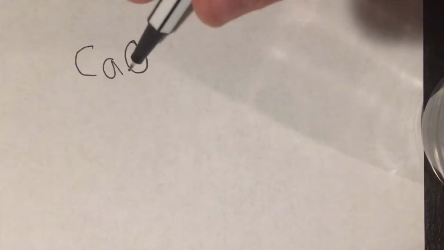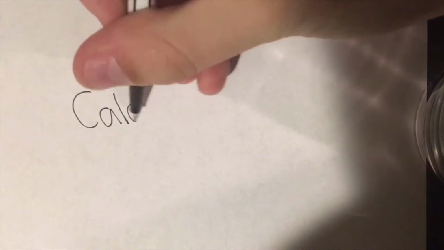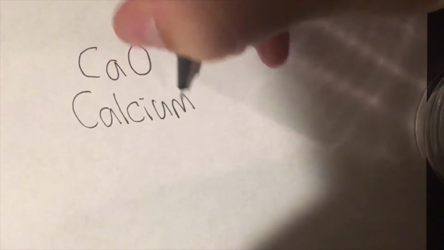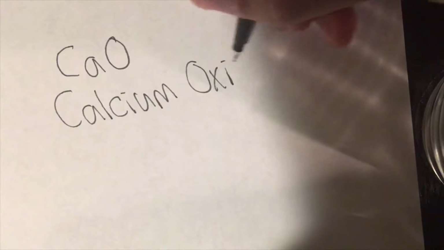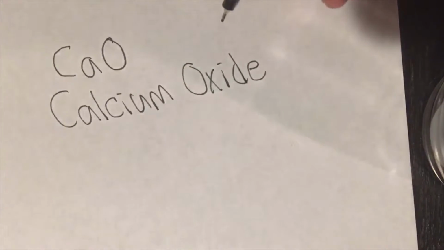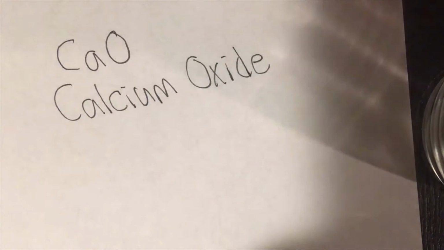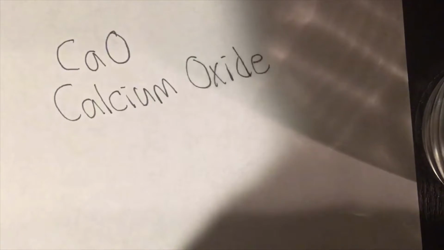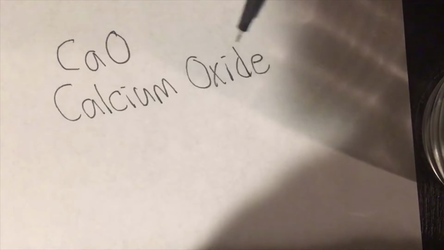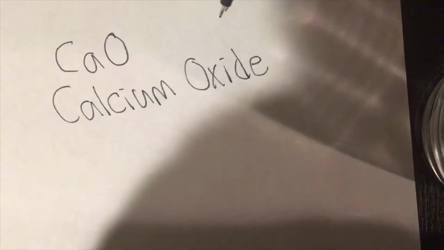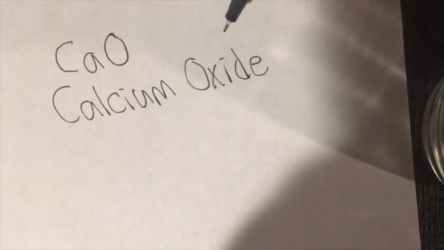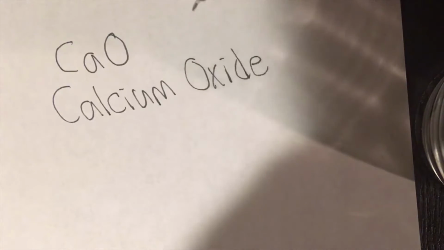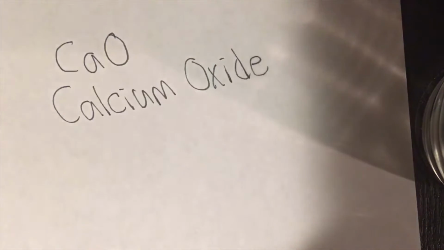So to write this, you would put calcium oxide, because when you have a metal and a nonmetal, the nonmetal at the end you take off the ending for oxygen, YGEN, and put ide. So that is how you name a simple ionic formula.